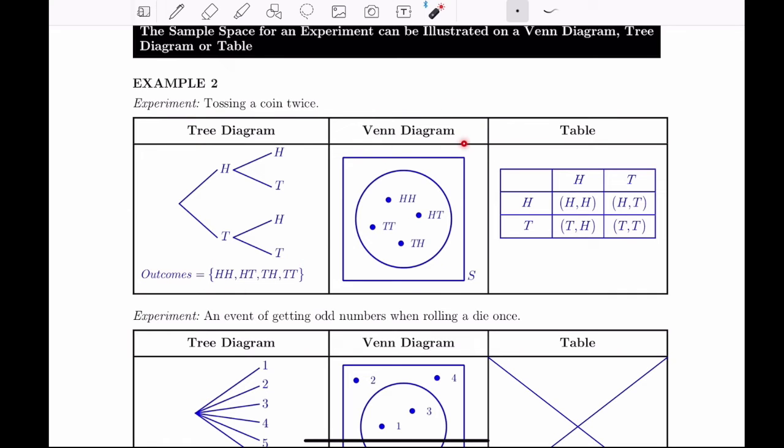So Venn diagram, what is a Venn diagram? So we're going to put all our outcomes in a circle. Okay, S means sample space.